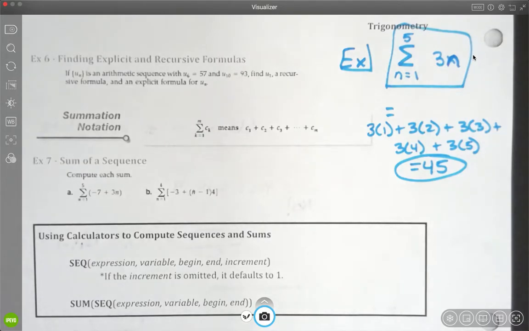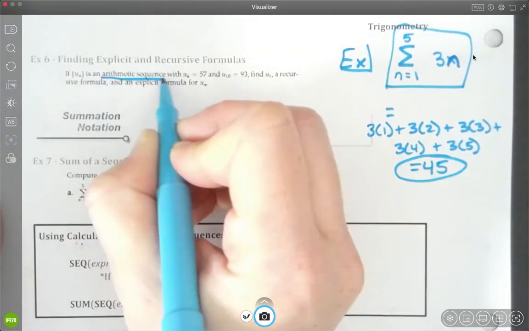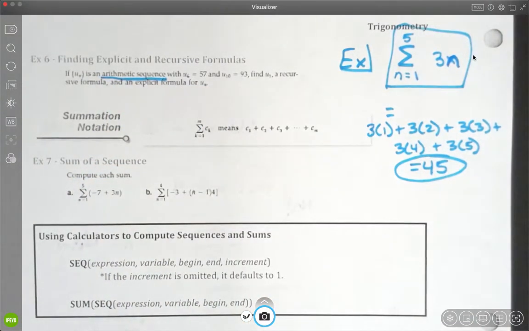I think we skipped example 6. Example 6 is not summation yet, okay? So, example 6, let's go back. Don't worry about the calculator part yet. Example 6. If u sub n is an arithmetic sequence, they tell us it's arithmetic. So that means we're adding something each time. So forget about the summation for just a second. We're adding something each time. Okay, now, they're going to do this to you. Are you ready? The 6th term is 57, and the 10th term is 93.